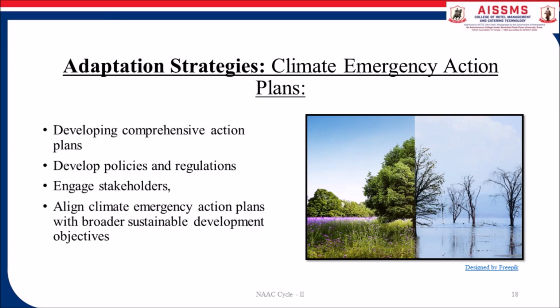It includes developing policies and regulations to support climate mitigation, adaptation, and resilience building efforts across all levels of government and sectors of society. We can also engage stakeholders. We can include communities, businesses, NGOs, and academia in the development and implementation of climate action plans to ensure broad support and participation. And finally, we can align climate emergency action plans with broader sustainable development objectives.